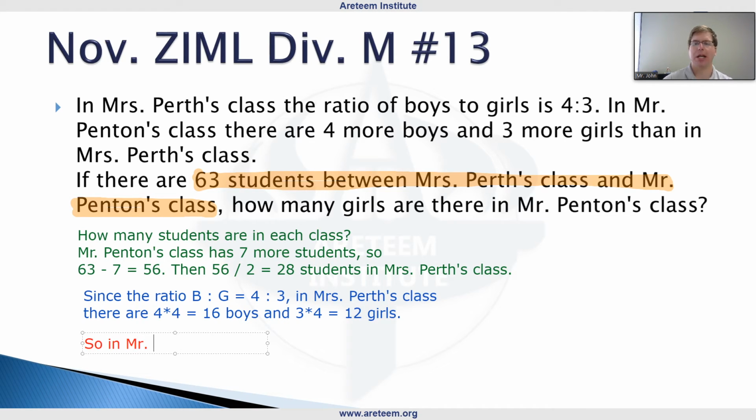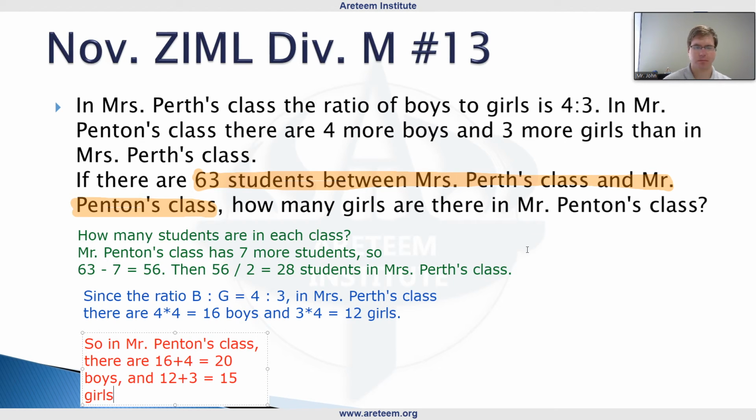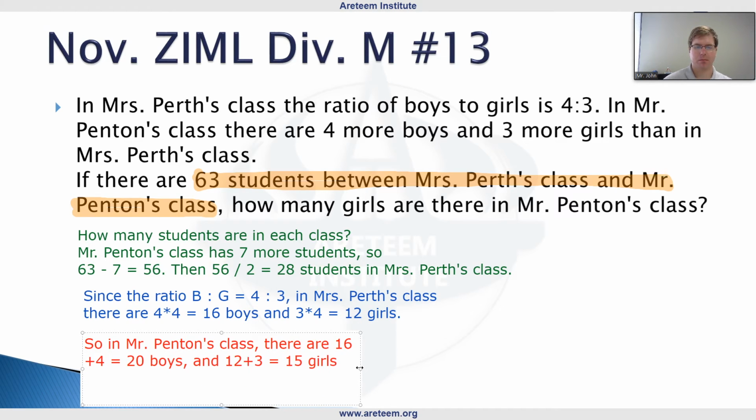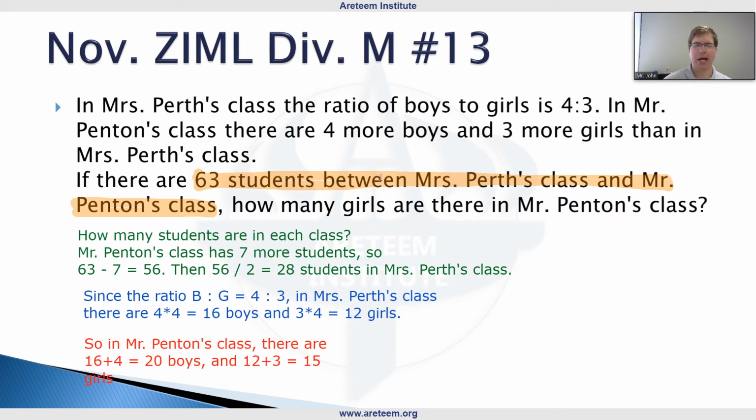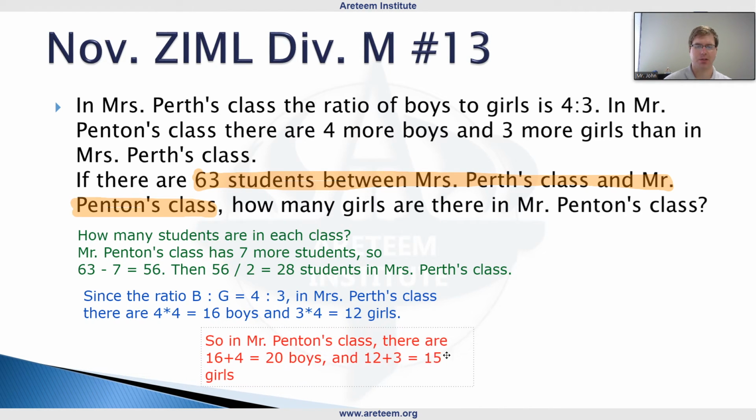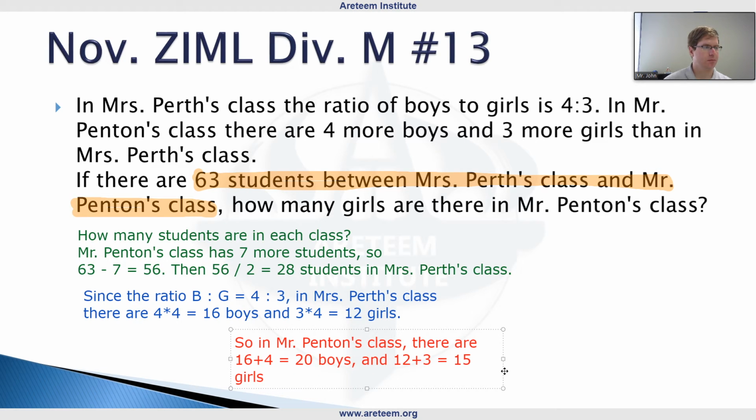So in Mr. Penton's class, there are 16 plus 4 equals 20 boys, and 12 plus 3 equals 15 girls. Okay. So that's what we have in terms of our final answer here. So this is how we have the 15 girls as our final answer.